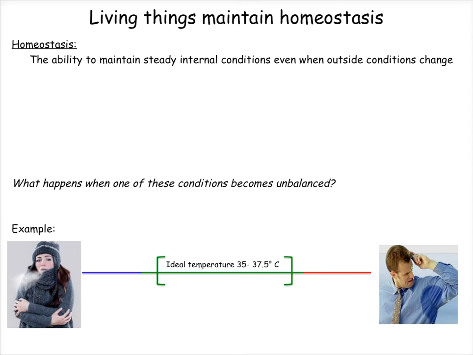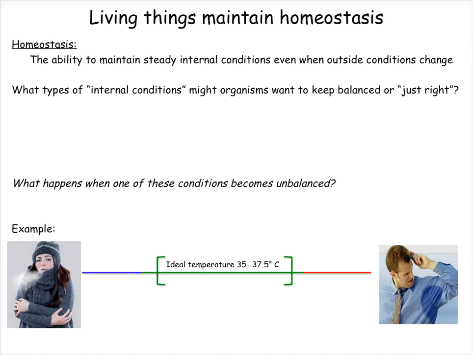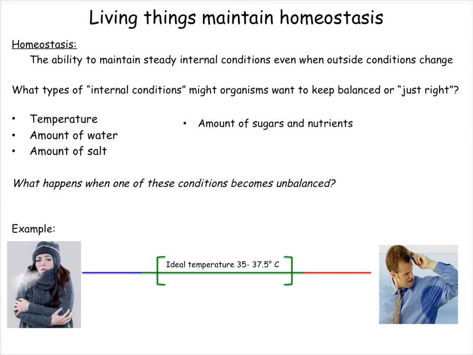So, what are some internal factors that organisms might want to control or keep in a steady balance, even as outside factors are changing? Well, to begin with, temperature. We don't want our internal temperatures getting too high or too low. We need it to stay in an optimal range. Same with the amount of water in our bodies, as well as the amount of salt and nutrients.